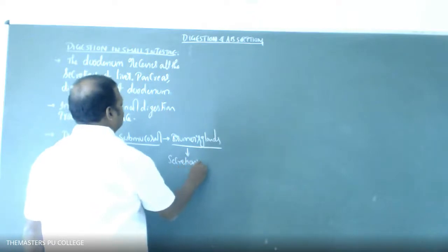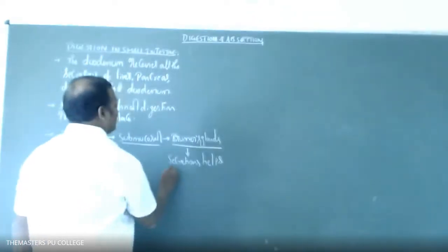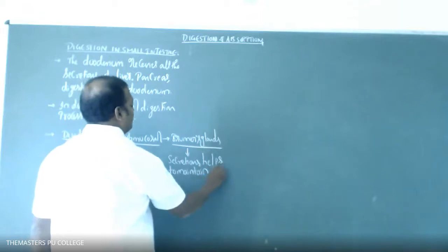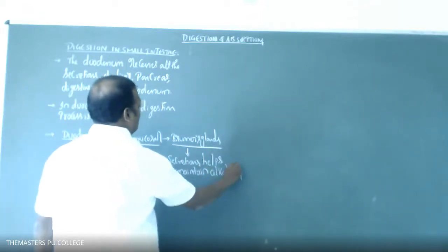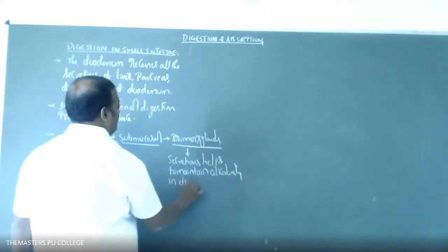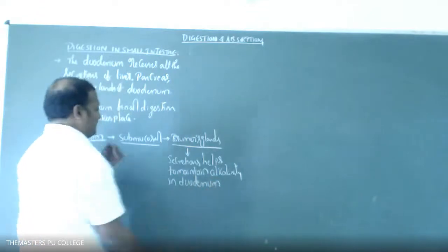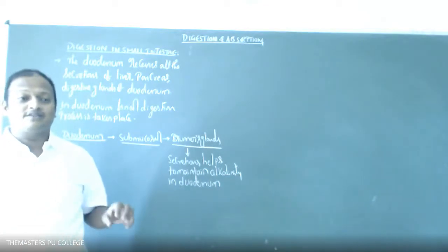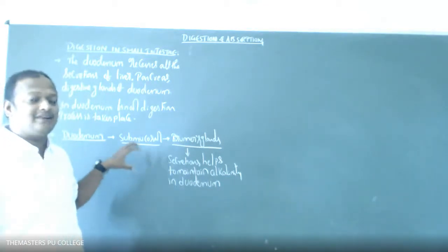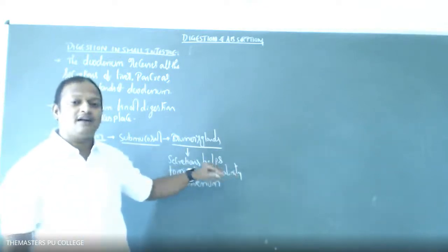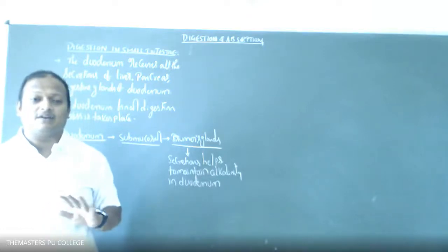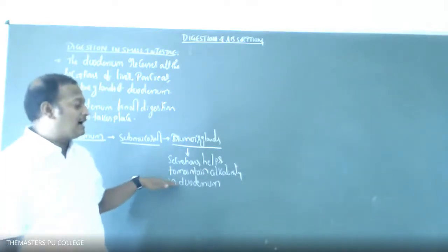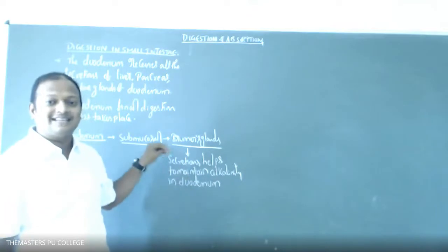Brunner's glands secretions help to maintain alkalinity in the duodenum. In the cavity of the duodenum, alkalinity maintenance is always required. Why, students? Because all the enzymes work in the cavity of the duodenum at alkaline pH only. In acidic conditions, the enzymes cannot work properly. So in the cavity of the duodenum, alkalinity is maintained by the secretions of Brunner's glands.